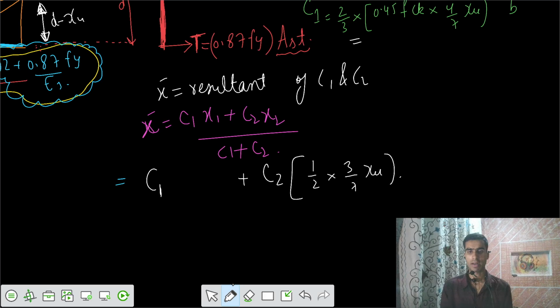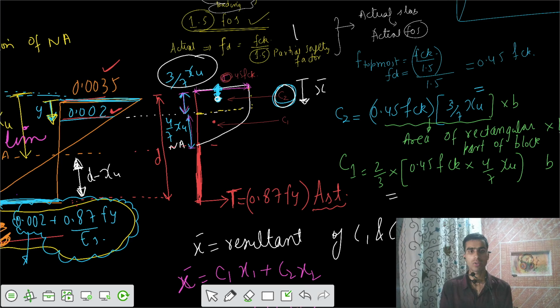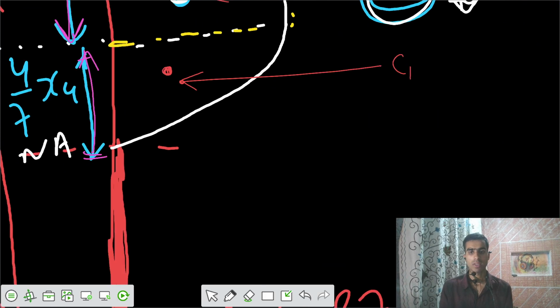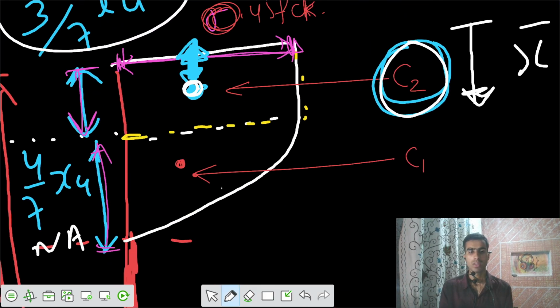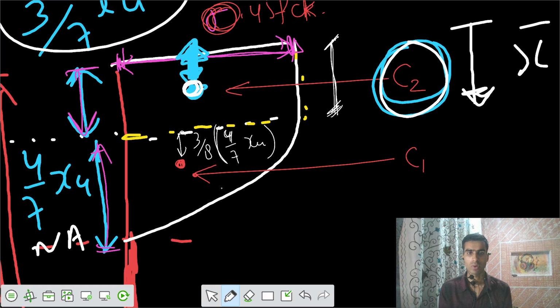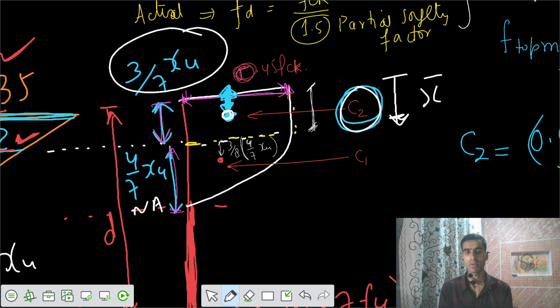That is at the centroid of that rectangle, and divided by where the centroid of C1 is acting. Can you get that value also? For the centroid of C1, I would say that value would be equal to C1 acting at this total part of 3 by 7 xu, and after that we have the centroid of the parabola acting at 3 by 8 of 4 by 7 of xu. So this is your 3 by 8 of B, or we can say 3 by 8 of 4 by 7 of xu, and plus you have to add that 3 by 7 also.